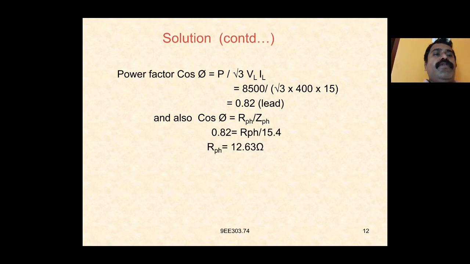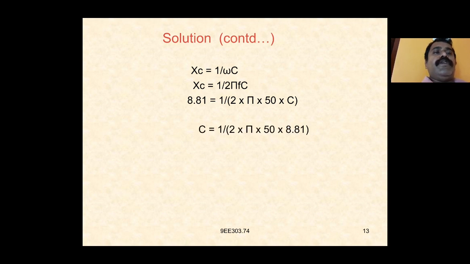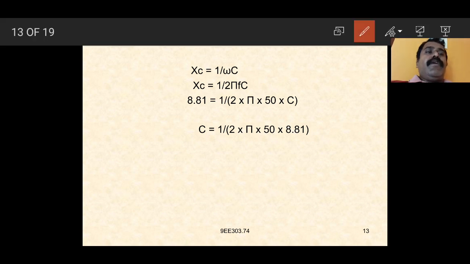So 0.82 is equal to R phase by 15.4, that is R phase is equal to 12.63 ohms, and Z phase is equal to the square root of R squared plus XC squared. So XC is equal to 8.81 ohms. XC is equal to 1 by 2 pi FC, so 8.81 is equal to 1 divided by 2 into pi into 50 into C. So C is equal to 1 by 2 into pi into 50 into 8.81. We can take pi value as 3.14.